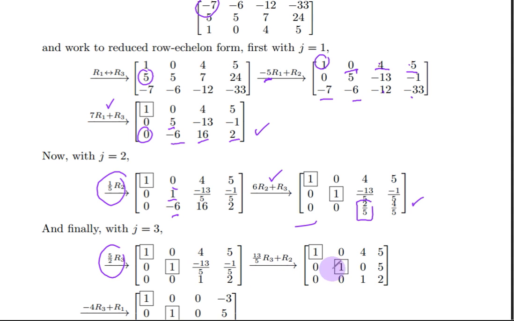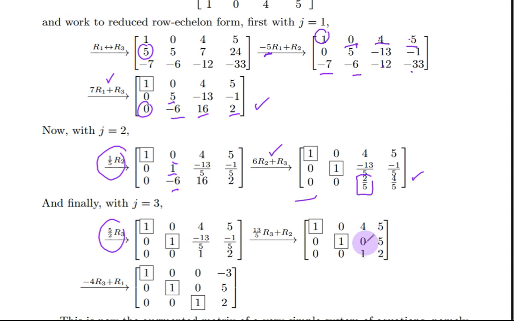If I do that, the 0, 1 stays the same. 13/5 plus minus 13/5 is 0. 13/5 times 2 is 26/5 minus 1/5 is 25/5, or 5. All right, so I've taken care of this row. One more entry here. Got to take care of the 4.